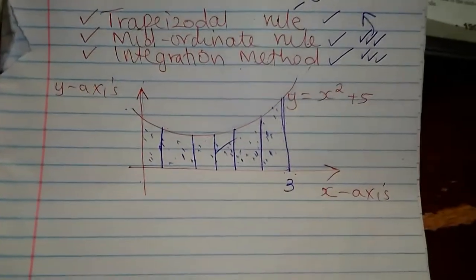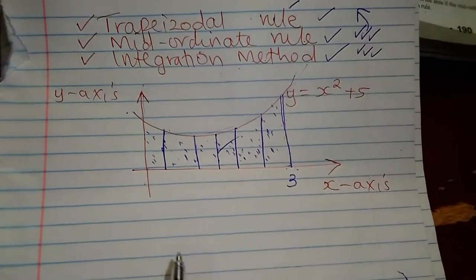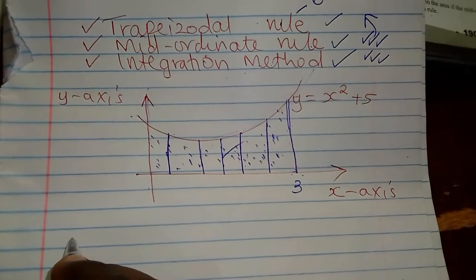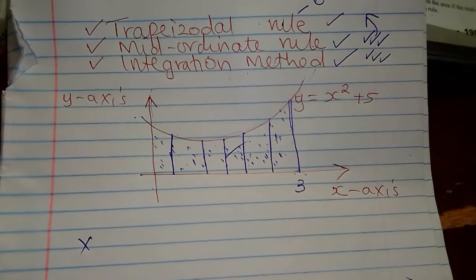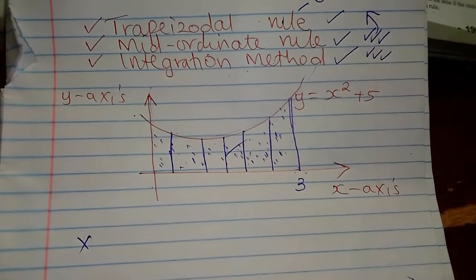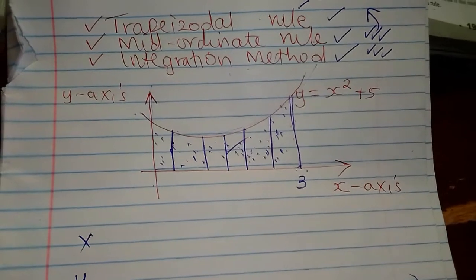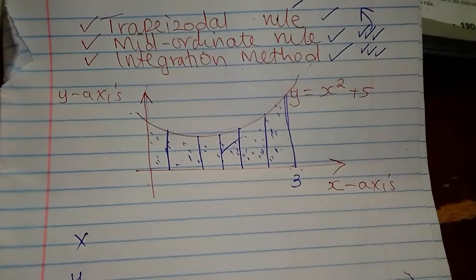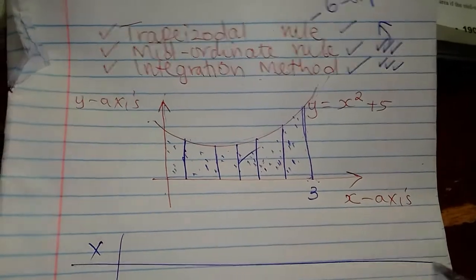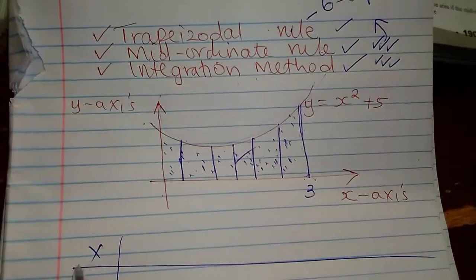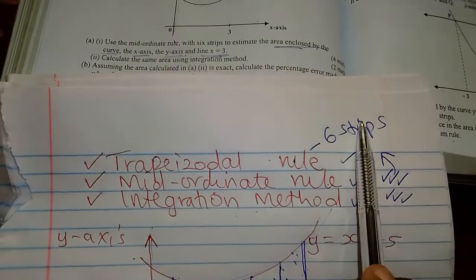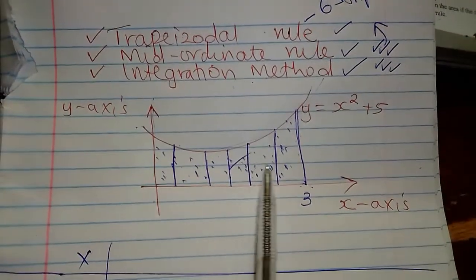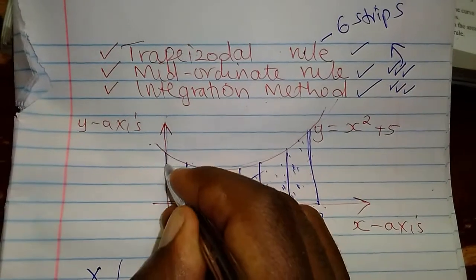Now what I'm going to do here, I'm first going to draw a table. The table will have the x values, okay? The table will have the y values. For that matter, I'll be able to draw something of this sort. Note this. If the question says use the trapezoidal rule with 6 strips to calculate the area that falls under this curve, please start counting from this strip.